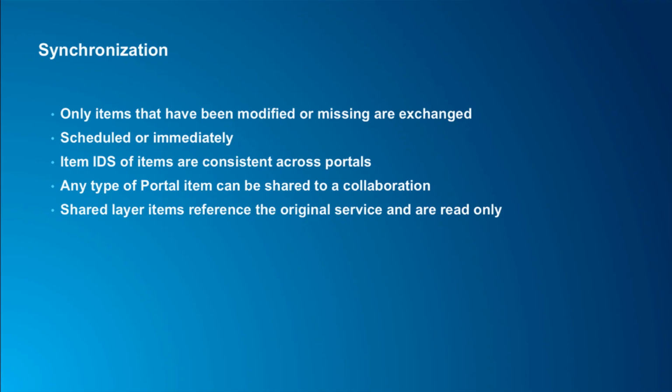And all of the magic of collaboration is that item IDs are maintained across portals. So a web map that was in portal A has an item ID 1. It's the same ID when it's collaborated. And that's precisely the reason why your maps and applications seamlessly work when they are exchanged, because the item IDs are not changed and they can be referenced uniquely within portals.